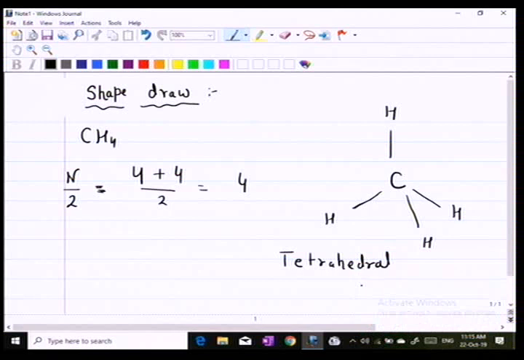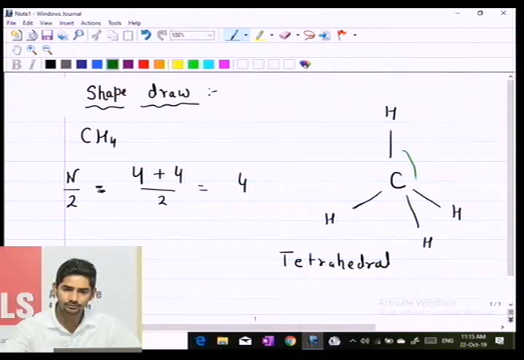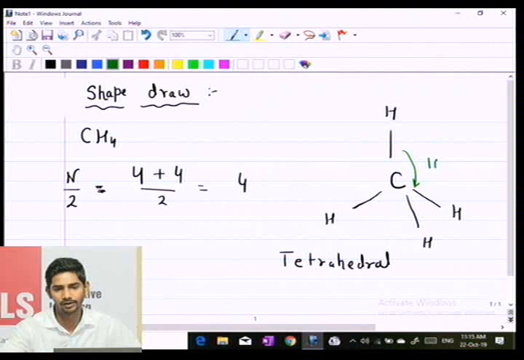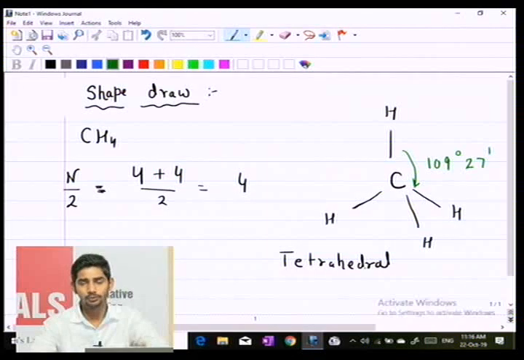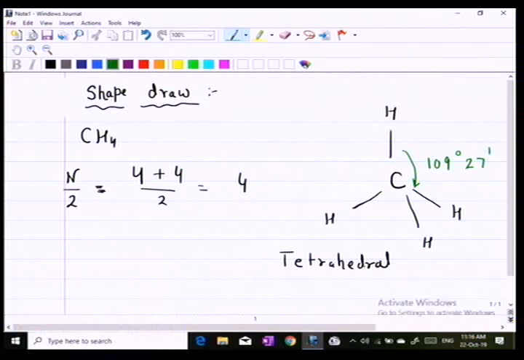This shape is tetrahedral. Guys, you can remember one thing: the natural angle in tetrahedral is 109 degree 27 minutes. Sometimes you will find that it is 109 degree 28 minutes. There is not much difference between 27 and 28, so you can be comfortable with both. So you can learn this bond angle, that whenever you talk about the tetrahedral, the bond angle will be 109 degree 27 minutes.